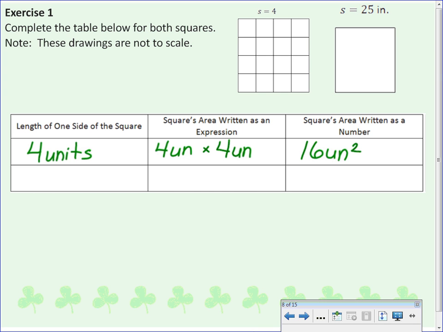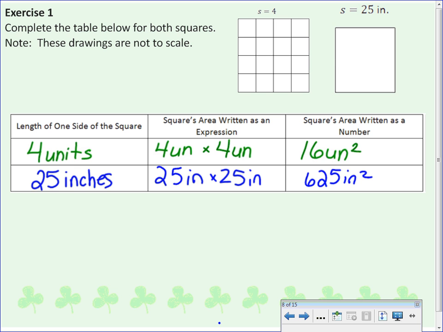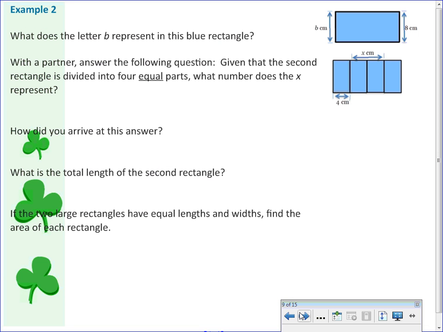So let's take a look at what the answer would be. The length of one side is 25 units. So the expression would be 25 units. Oh, I'm sorry. You know what it is. It's inches. 25 by 25 inches. So the answer for the area is 625 inches squared. Any questions on that? All right, let's take a look at the next one.